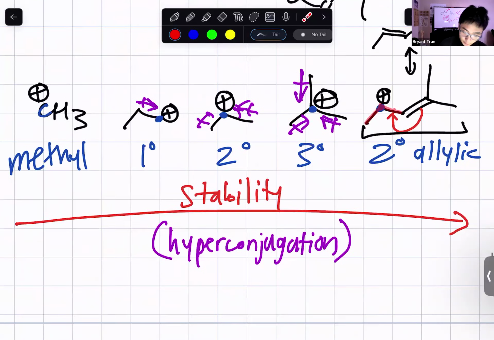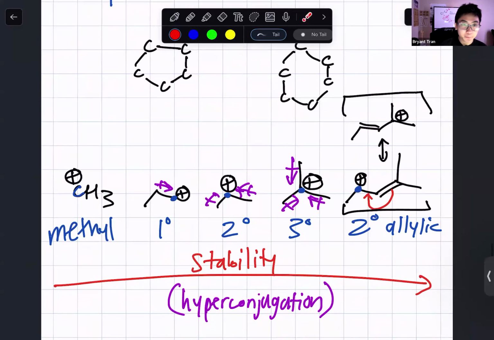Right? Did that carbocation stability make sense? Any questions on that? That makes a lot of sense. No questions. You explain it so well. Yeah, I'm glad. Thank you.